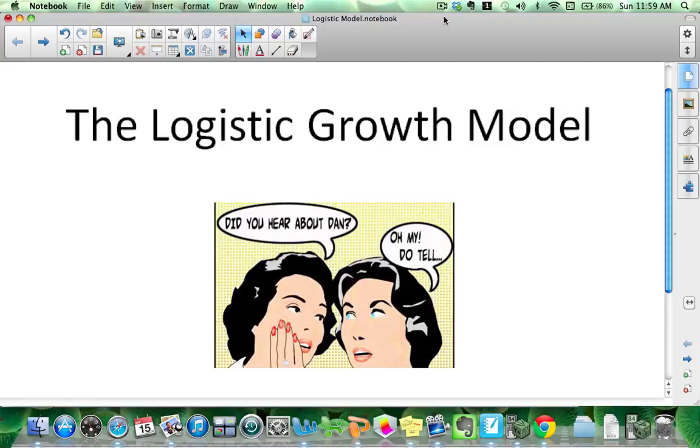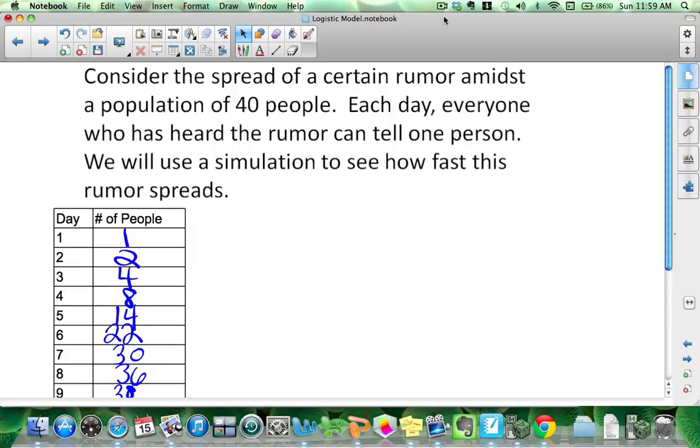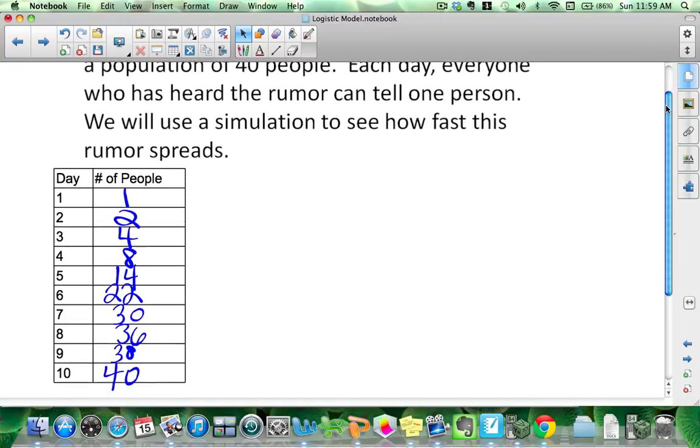But we're going to try and get the point across anyway, okay? So we're going to consider the spread of a rumor amidst a population of 40 people. And each day, everyone who has heard the rumor can tell one person, and they choose that one person at random. And what we would be doing if I were in class is doing a simulation to see how fast this rumor spreads.